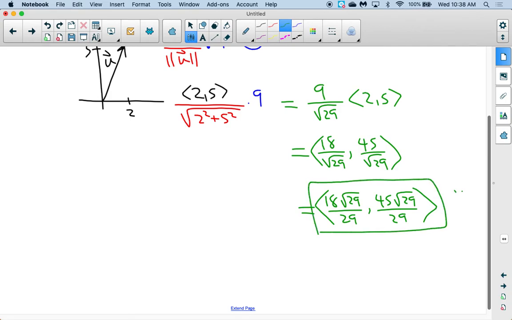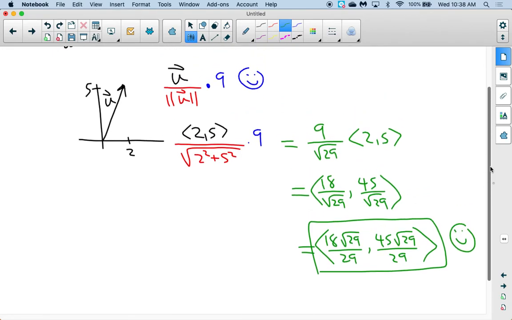Boom, done. All right, so again, what did I do? I found a vector in the direction of u that was 9 long, okay? The way that I did that was I first found a vector in the direction of u that was 1 long, right? This guy here, the unit vector in u's direction. And then I just lengthened it by 9 by multiplying by the 9 there, okay?